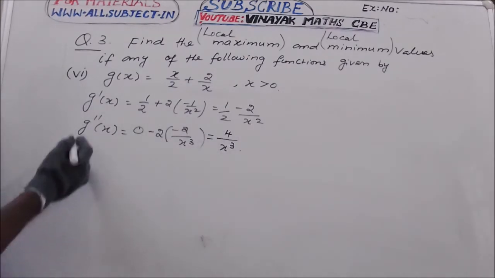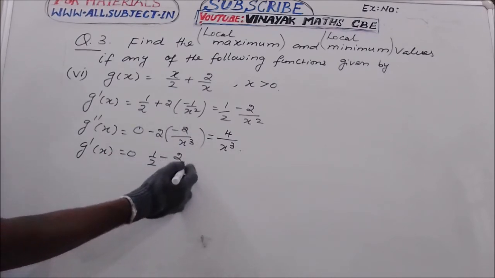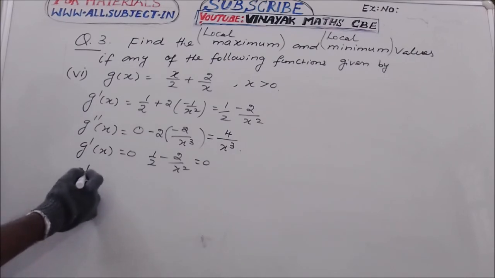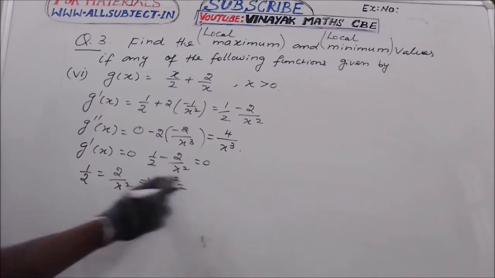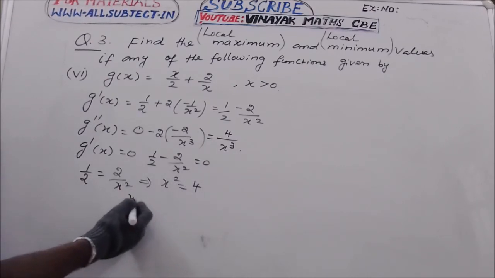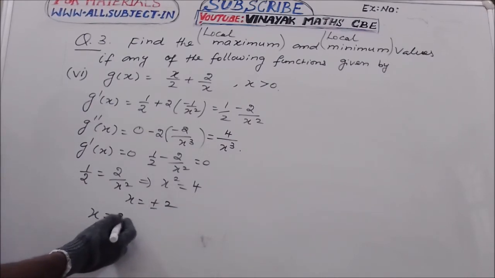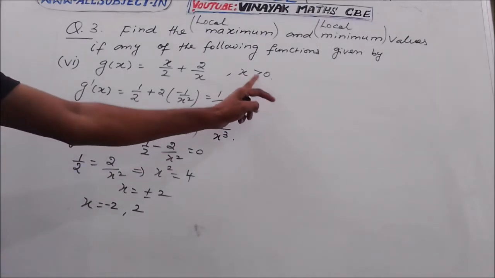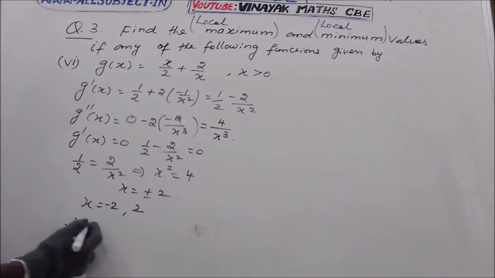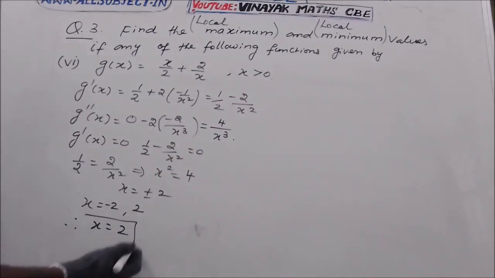Now put g dash of x equal to 0, which implies 1 by 2 minus 2 by x square equal to 0. Bring it to the right side, 1 by 2 equal to 2 by x square. Now x square equal to 4 and x is equal to plus or minus 2. Taking square root on both sides, we get x is equal to minus 2, plus 2. But x is equal to 2 is the only value that belongs to x greater than 0. Therefore, the value of x is 2.